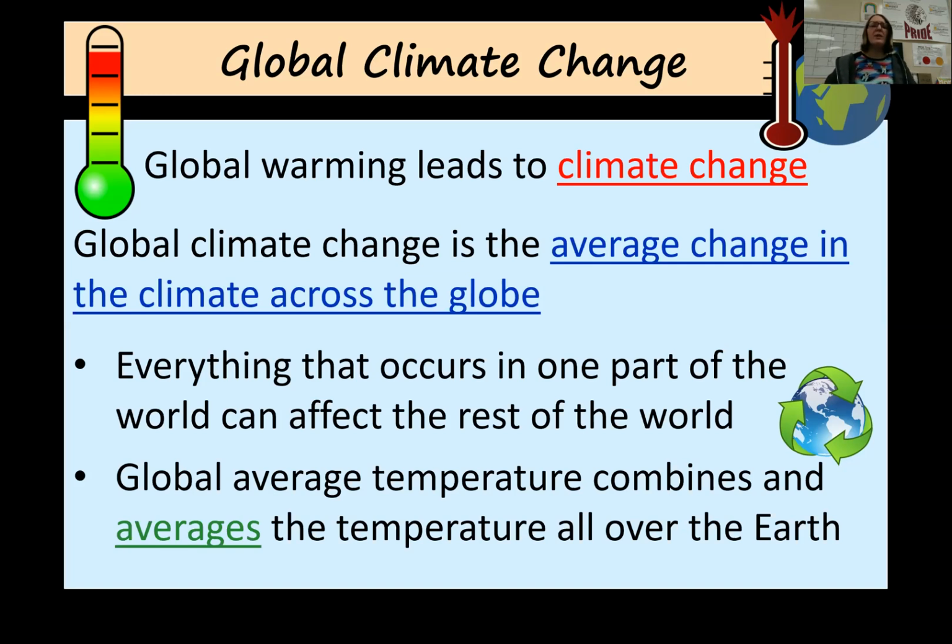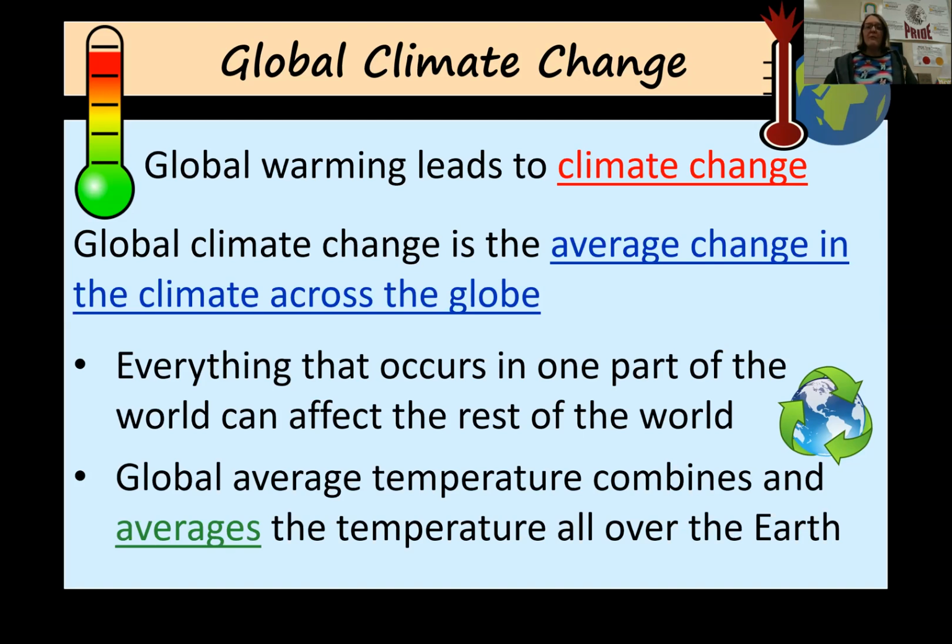And remember that global climate change is big picture, guys. We're looking at the average change in the climate across the entire globe. Yes, temperatures change by 20 degrees, 30 degrees in a day here in Hays. That's not what we're referring to. We're talking about the overall temperature in locations and how we're seeing that on the rise.